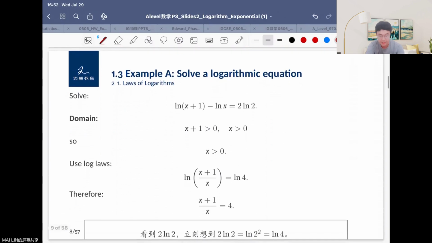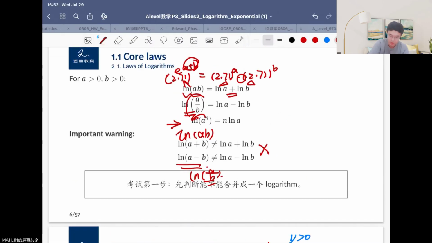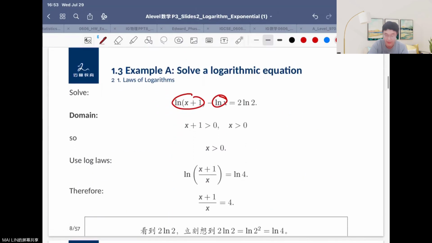And also here's an example of how to solve logarithm equations. First, you can find that logarithm minus logarithm equals logarithm of a division of the numbers, right? So here we can say ln(x plus 1) minus ln x can be written as ln of (x plus 1) over x, right?